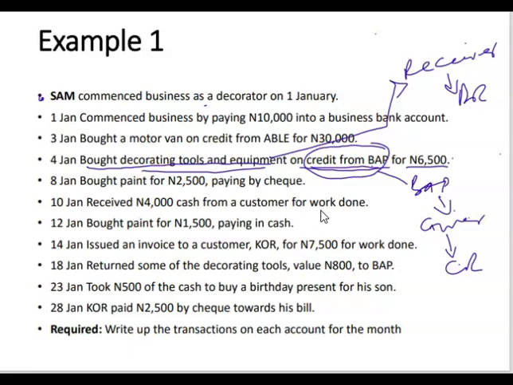The next transaction, the business on the 8th of January bought paint for 2,500 naira, paying by check. Anywhere you see check, that means what? Bank transaction. That means we bought something which is what? Purchases. This is purchases. Some people may say it's supposed to be paid. No, this is purchases account.